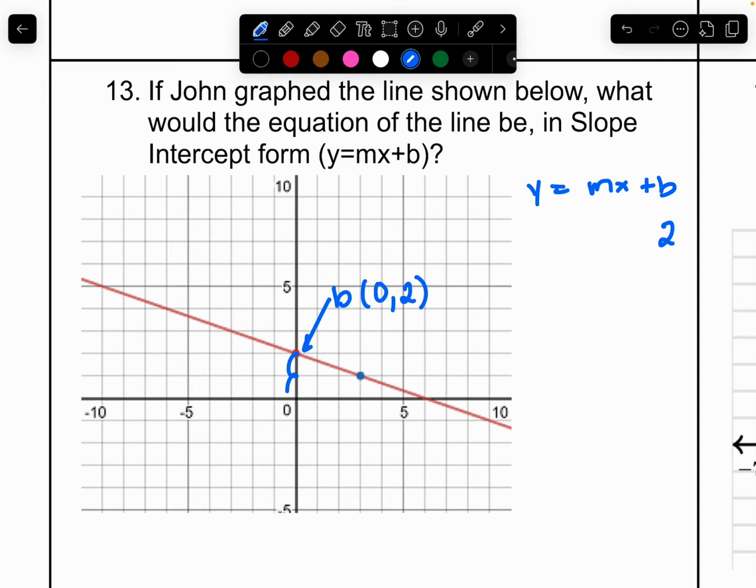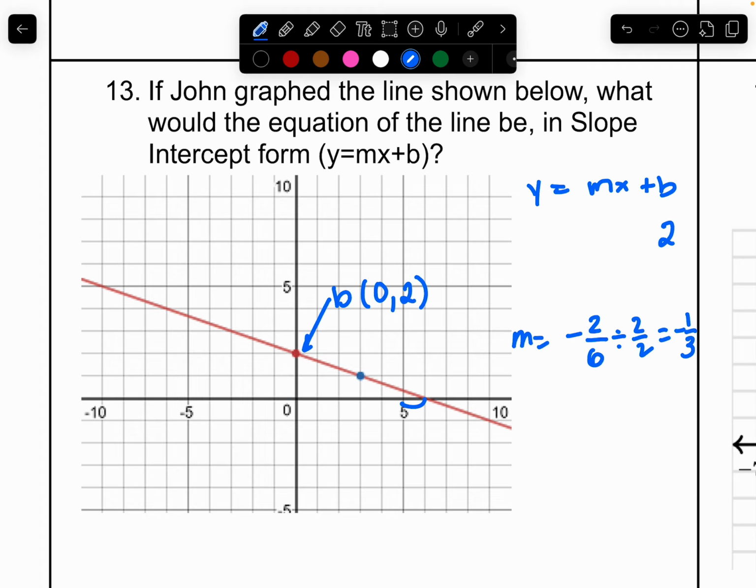And then my slope, we go down 2. So since we're going down, it's going to be a negative. So go down 2. 1, 2, 3, 4, 5, 6. We go to the right 6 times. So it's going to be a positive 6. Let's put it here. M equals negative 2 over 6. Since they're both even numbers, we can divide them both by 2, which is negative 1/3.